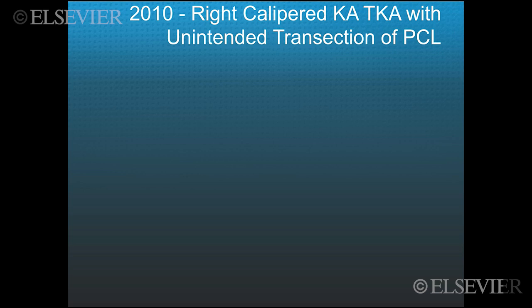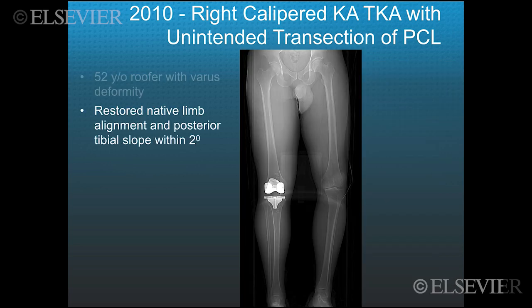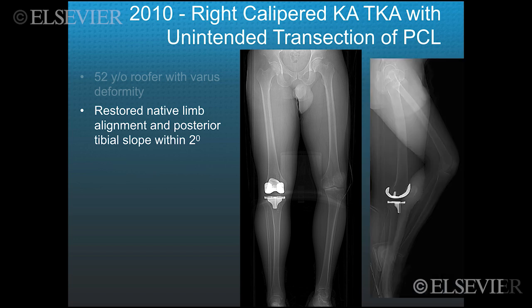So this is an example of one I actually had back in 2010, and it takes you a while to accumulate a few of these before you start to understand the pathogenesis and why sometimes you get bitten and get yourself in trouble. So this patient had a right calipered KA TKA with an unintended transection of PCL. We really wanted to keep it, but we didn't. And here you can see we used a little thicker insert than maybe we needed, trying to get a little tightness in the flexion gap.